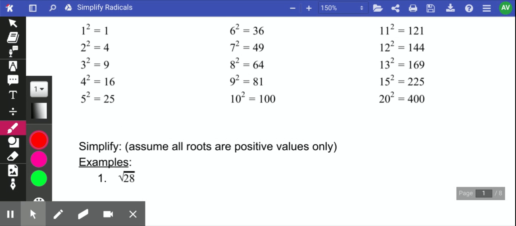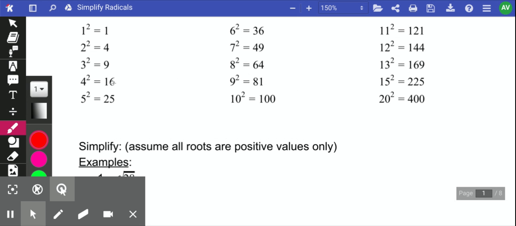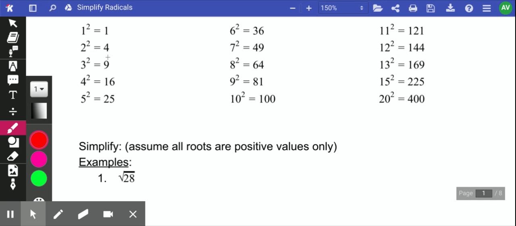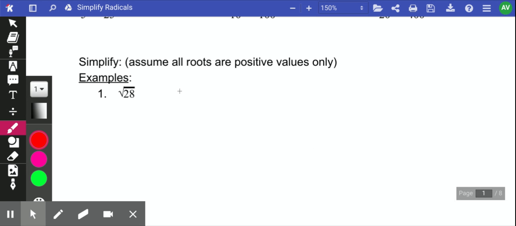So the square root of 28, we're looking for a perfect square that goes into 28. So you always want to start with numbers smaller than 28. Now feel free to always use a calculator on these, but 25 does not go into 28. 16 does not go into 28. 9 does not go into 28, but 4 does. So what I'm going to do to simplify this is break this up as the square root of 4 times the square root of 7, because 4 times 7 is 28.